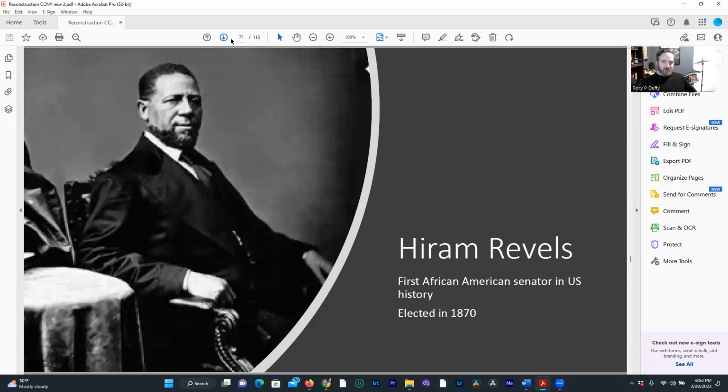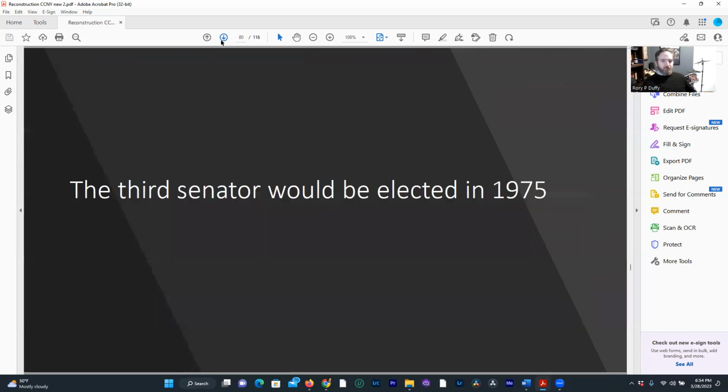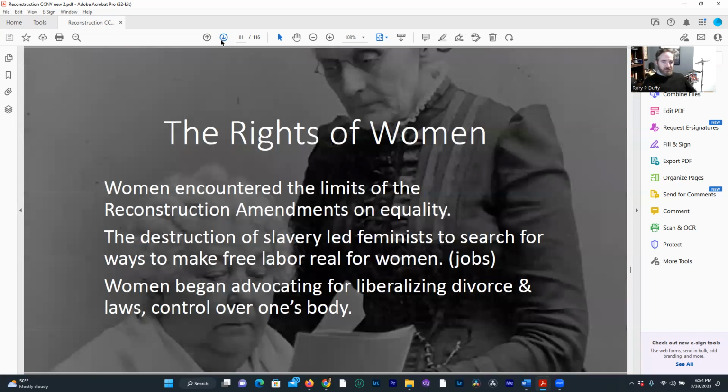Two served as senators from Mississippi, the first being Hiram Revels, and the second being Blanche K. Bruce, elected in 1875, will serve a term from Mississippi. Those are the first two. We do not get the third until 1975.